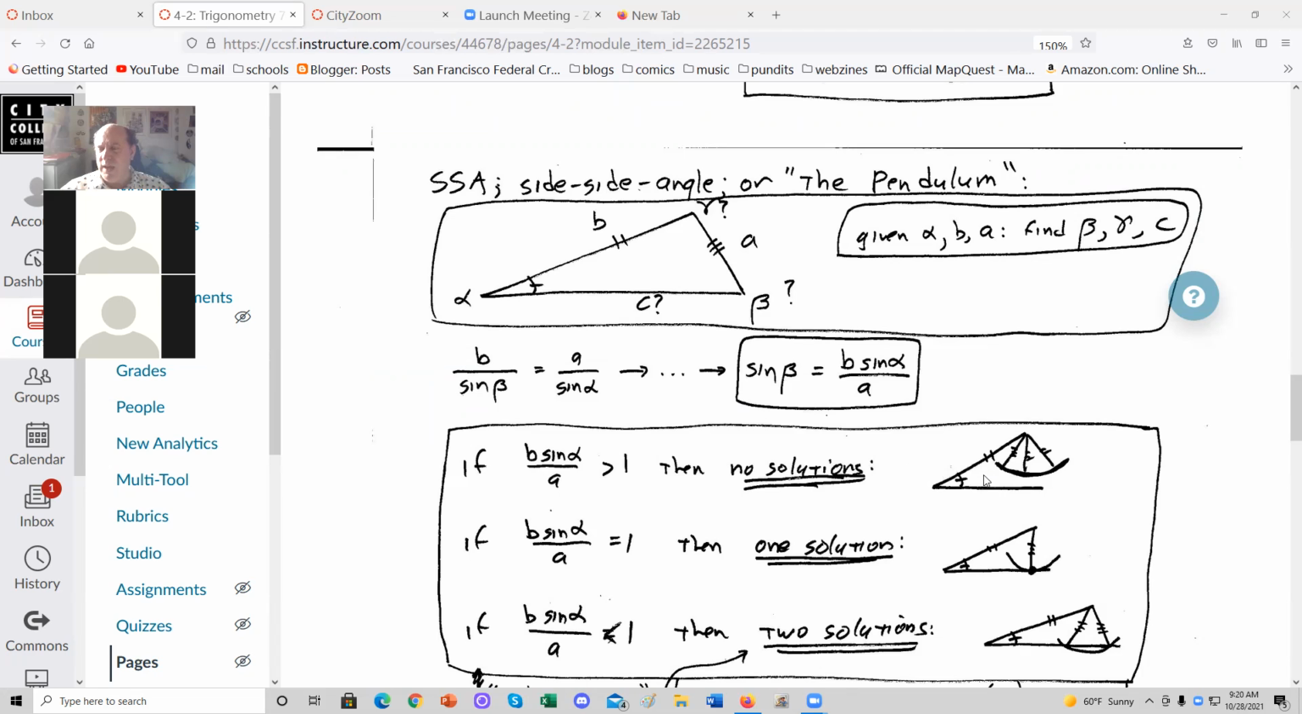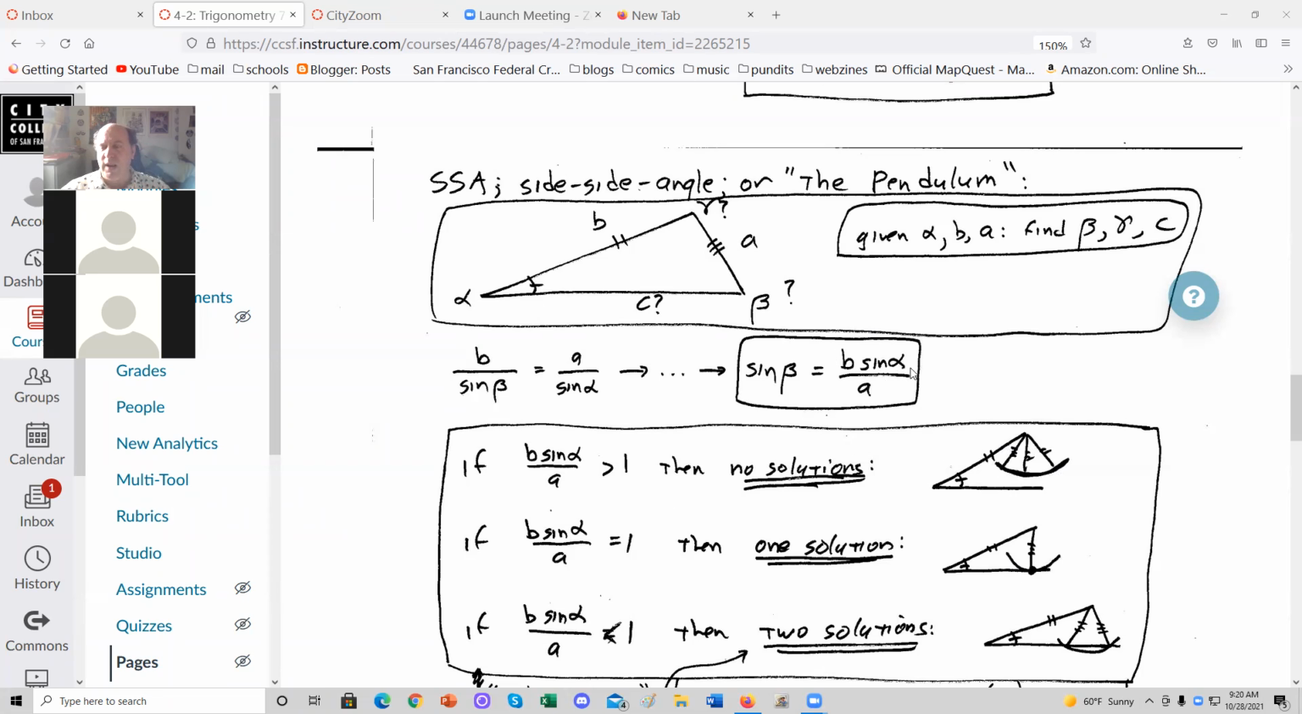I think of this as the problem called the pendulum, because I think of this as like a pendulum at the end of a cantilever. Here the cantilever is raised up so high that the pendulum clears the floor and never touches down at all. Therefore, there's no solution to this problem. If B sine alpha over A is 1, then there's only one possible value for beta, namely 90 degrees. The pendulum scrapes the bottom, just touches down at a 90-degree angle, and there's one and only one solution.